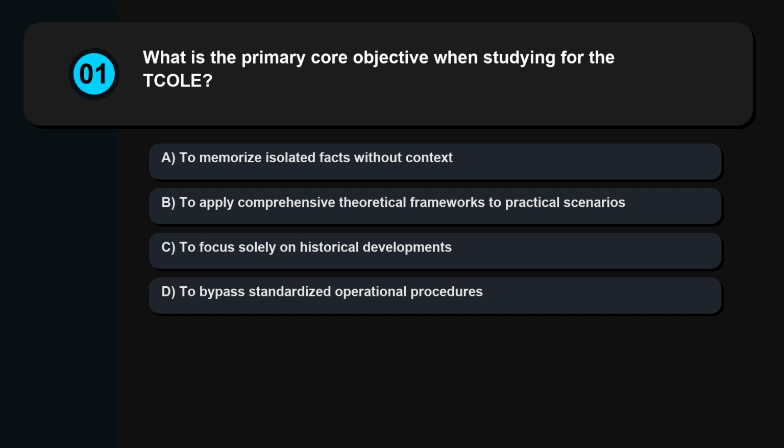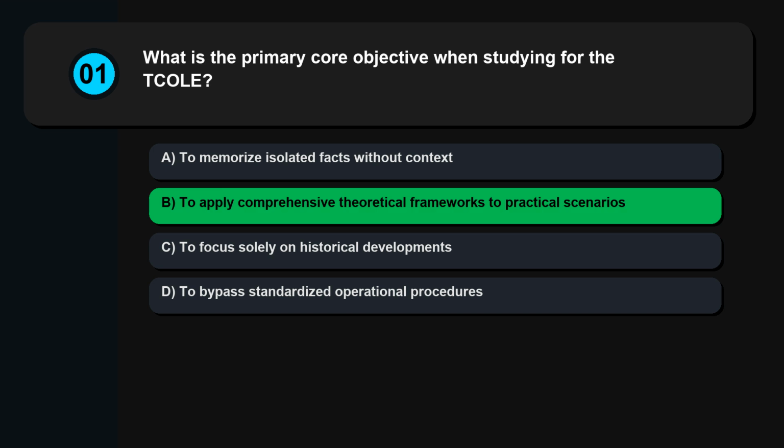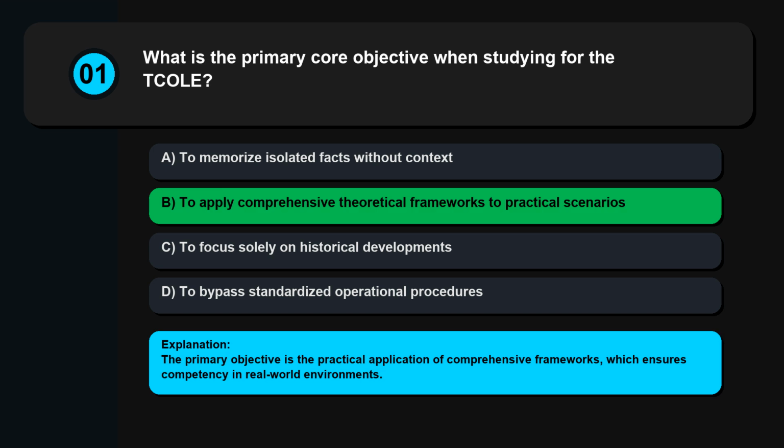Question 1. What is the primary core objective when studying for the TCOLE? To memorize isolated facts without context. To apply comprehensive theoretical frameworks to practical scenarios. To focus solely on historical developments. To bypass standardized operational procedures. The primary objective is the practical application of comprehensive frameworks, which ensures competency in real-world environments.